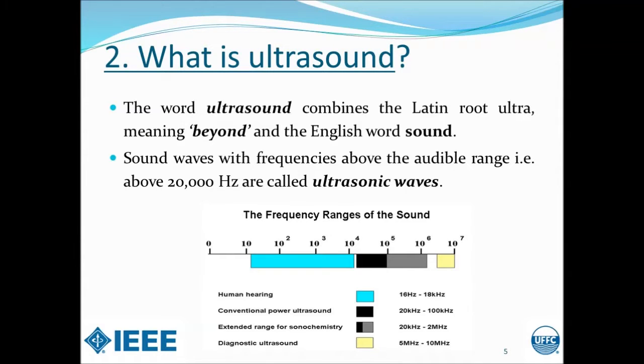What is ultrasound? Ultrasound is a blend word that combines the Latin root ultra, meaning beyond, and the English word sound. Sound waves with frequencies above the audible range, i.e. around 20,000 Hz, are considered ultrasonic waves. The chart below shows a range for human hearing and how it compares to ultrasonic waves.